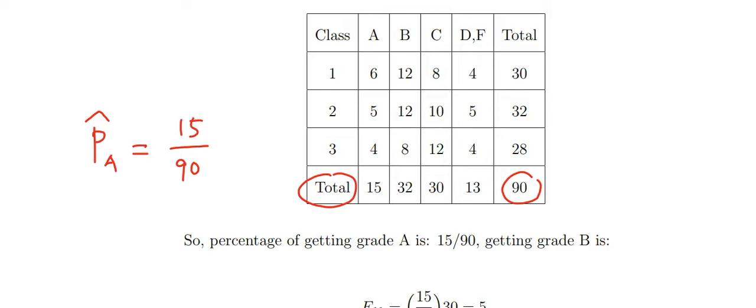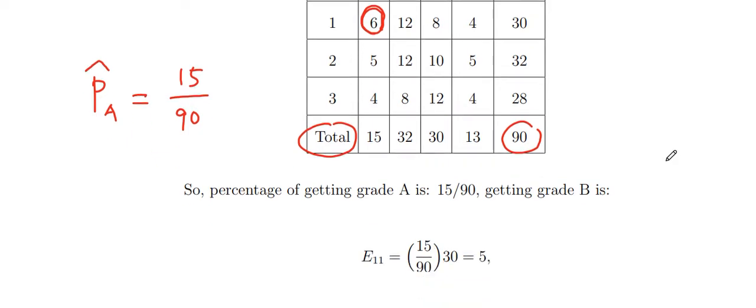Okay, so according to this percentage for getting A, we can check how many should be in this cell. Here it's 6, and we say 6 is the observed data, the true data. But based on this percentage, how many should get A in class 1? We call such a number the expected value.